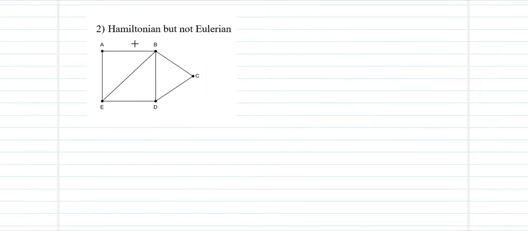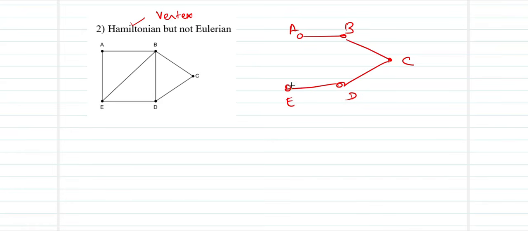Next one, what we want is a Hamiltonian but not Eulerian. What do you mean by Hamiltonian? Every vertex must be covered exactly once. Let me start with A, let me move to B, let me go to C, let me go to D, E, and I am back to A. Now all the vertices are covered exactly once. So this is going to be Hamiltonian in nature. So it is a Hamiltonian graph.